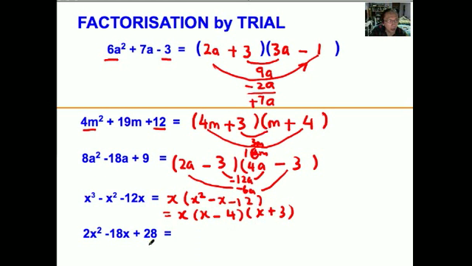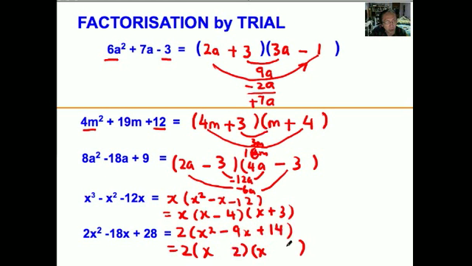Thus, we must remember that before we can factorize, we should always take out the common factor. In this case, it is 2. And in the brackets, we have x squared minus 9x plus 14. And factorizing this, we have the factors x times x, and 14 is 2 times 7. And to get a negative 9x, we have negative 2x minus 7x.